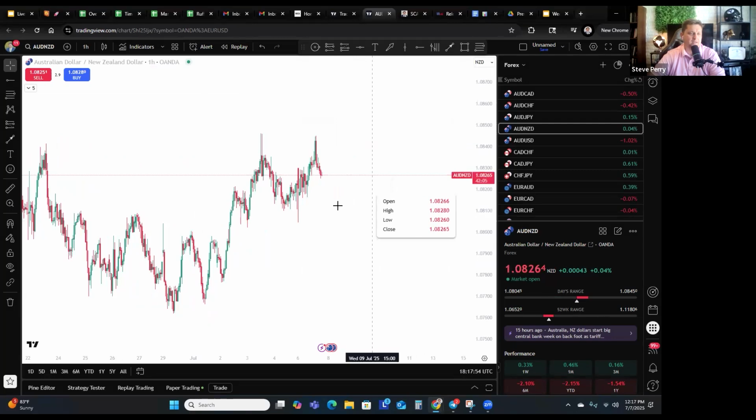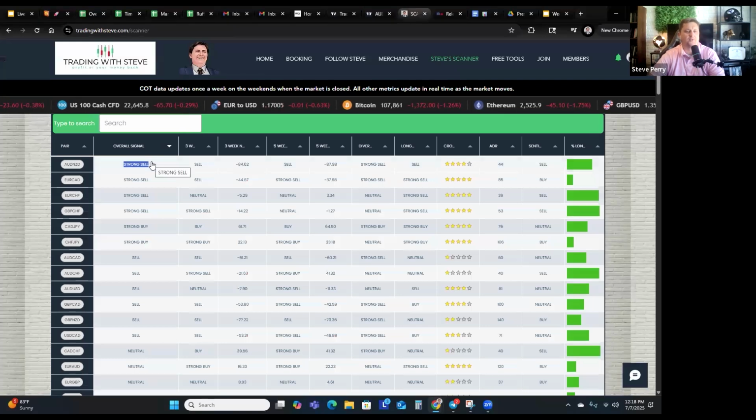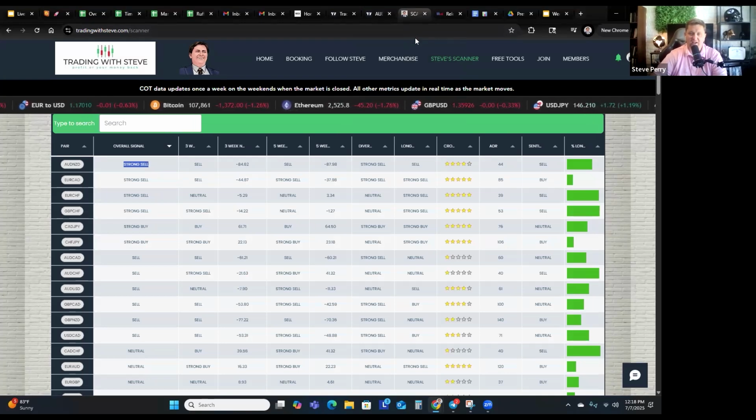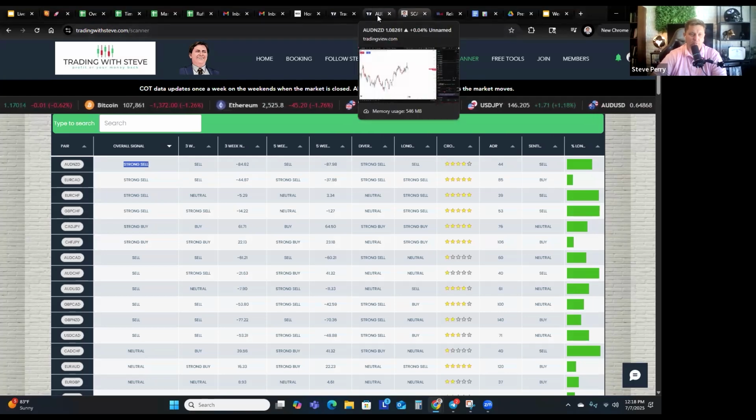All right, and what's the signal again? So if I go back and click on the scanner right here, it says strong sell. So let's actually go ahead and do that real quick. I'm going to show you the fastest way and the easiest way to do it. In fact, you can even bypass the lot size calculator on the website. There's a faster way to do this. Let me teach you how to do this really quick.